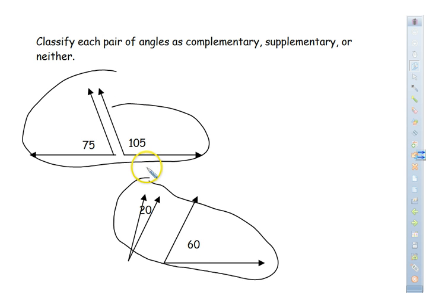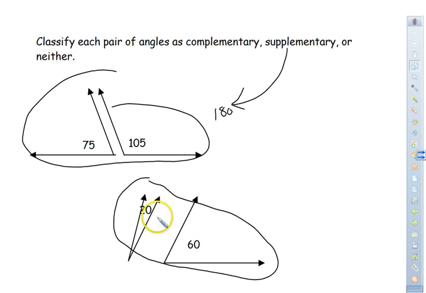Alright, when we look at this, again, probably the best thing to do is to immediately add these together. And when we add 105 and 75, you do get 180 degrees. So which one of these represents 180 degrees? Supplementary does. Okay? So supplementary is the answer to this.